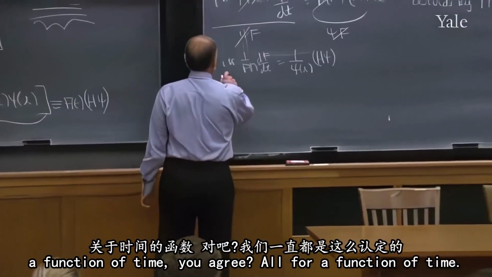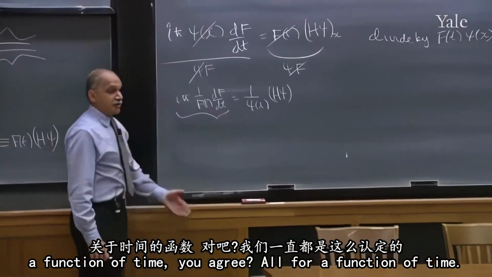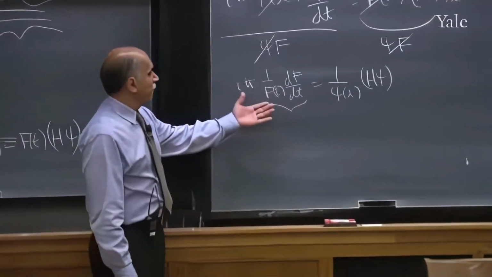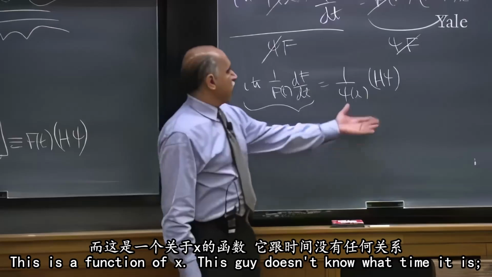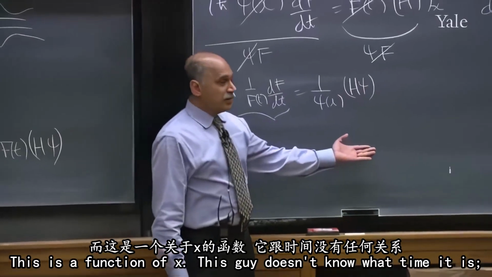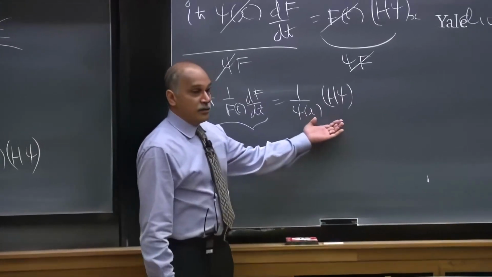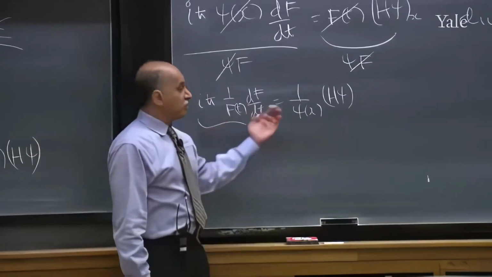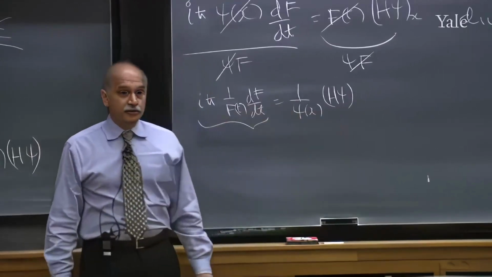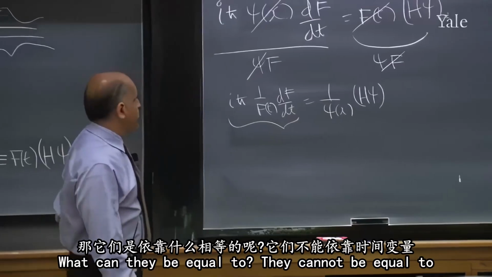This is supposedly a function of time. You agree? All full of function of time. This is a function of x. This guy doesn't know what time it is. This guy doesn't know what x is. And yet they're supposed to be equal. What can they be equal to?